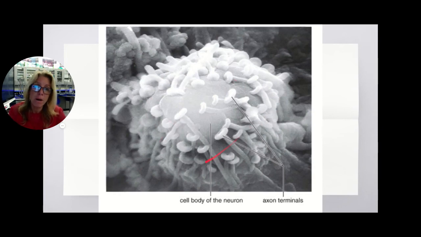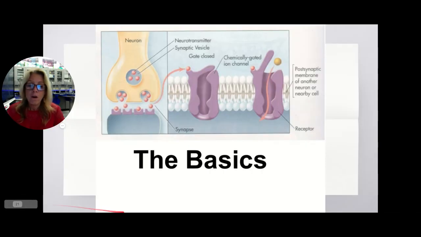This is the cell body of a motor neuron, and these are all the little axonal terminals or synaptic knobs, all with a synapse right here, trying to control this motor neuron. All right, so let's look at the basics of it. This would be your presynaptic neuron here in yellow, your postsynaptic neuron down here in blue.